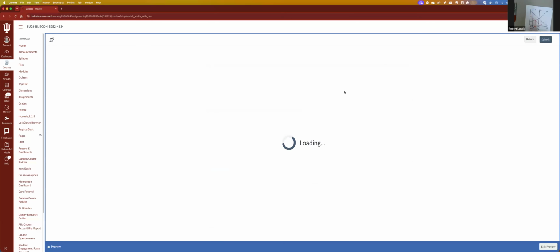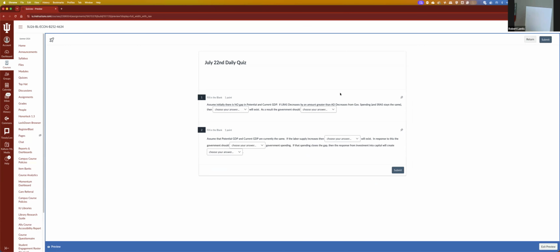So let's work through these two questions. We're going to take a step back, so we'll revisit some things that we talked about. Let's say we have a scenario where we're starting out with no gap between potential and current GDP. If long-run aggregate supply decreases by an amount that's greater than the aggregate demand decrease from government spending, and we assume short-run aggregate supply stays the same, that's the simplifying assumption I said I would give you, what type of gap will we have? And in response, should the government change spending or taxes? And I think both of these options were increase.